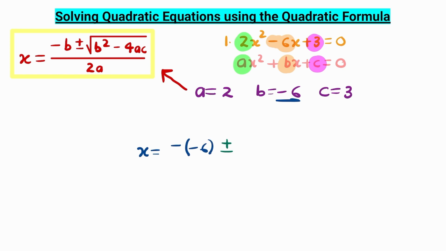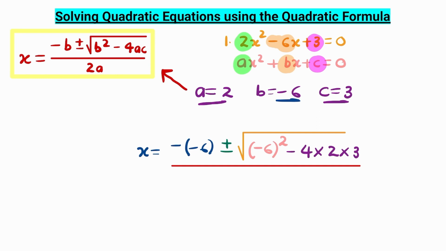Plus or minus the square root of b squared. b squared means the square of the b value. Here the b value is minus 6, so we put minus 6 squared, minus 4ac. So it means minus 4 multiplied by the a value multiplied by the c value. What is the a value here? The a value is 2. So minus 4 multiplied by 2 multiplied by the c value. Here the c value is 3, so multiplied by 3, over 2a. 2a means 2 multiplied by the a value. Here the a value is 2.